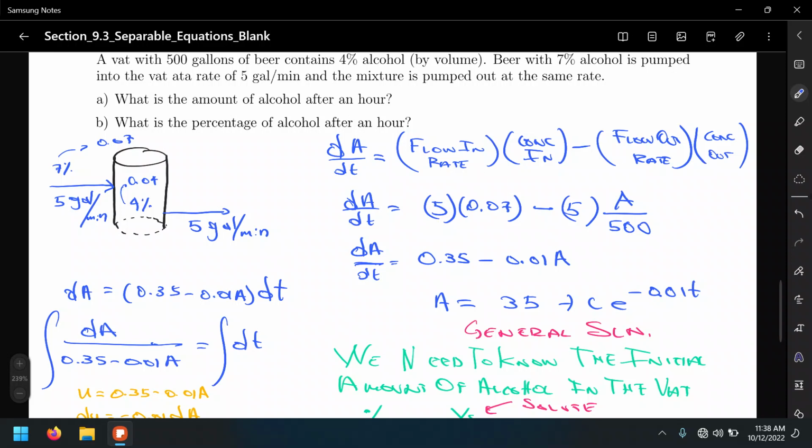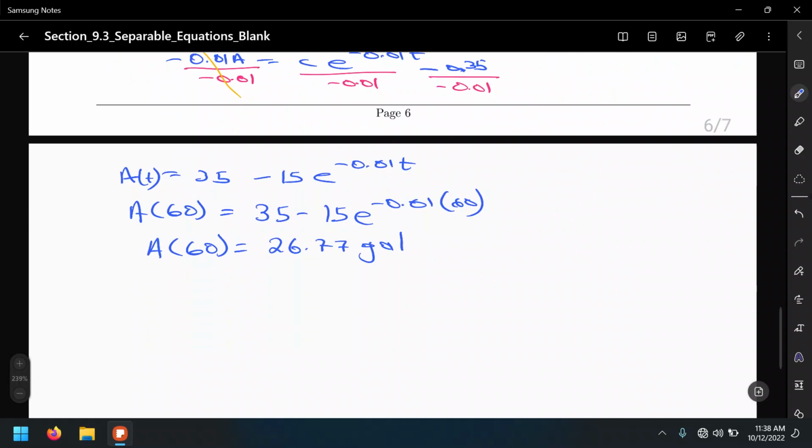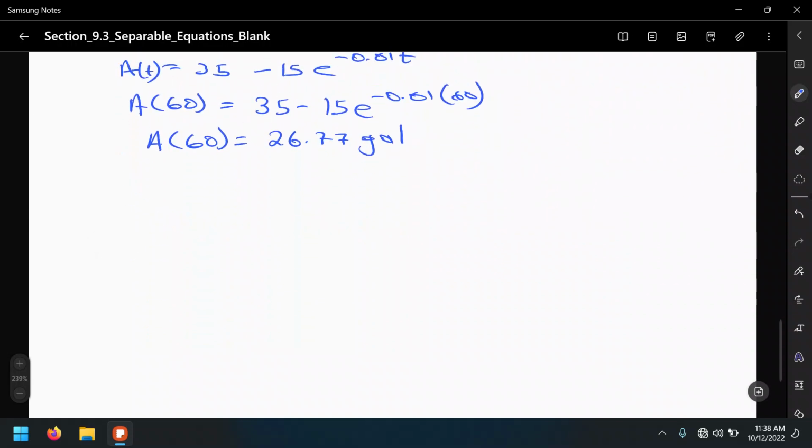So we would expect to get a higher concentration of beer in this case. All right. So now to answer part B, what is the percentage of alcohol after 1 hour? What we're going to do is divide the volume of the solute, which is 26.77, divided by the total volume of 500 gallons times 100%, because we want to express this as a percentage, and simplifying this should give us 5.35.